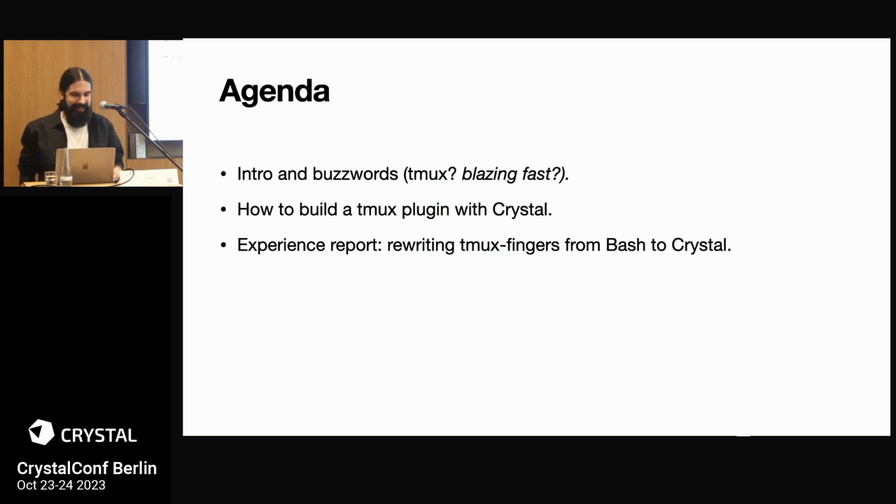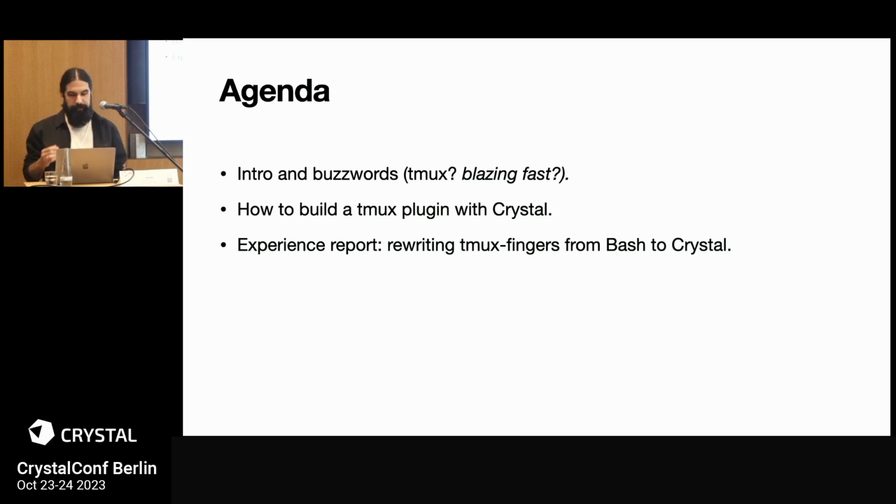So the agenda for the talk. First, we'll have an intro with some context that we need to know beforehand to know what I'm talking about. Then the second block will be a small tutorial on how to build a tmux plugin with Crystal. And lastly, the third block will be an experience report of what I experienced while working with Crystal, especially about rewriting tmux fingers from bash to Crystal. And then I'll have some benchmarks in between.